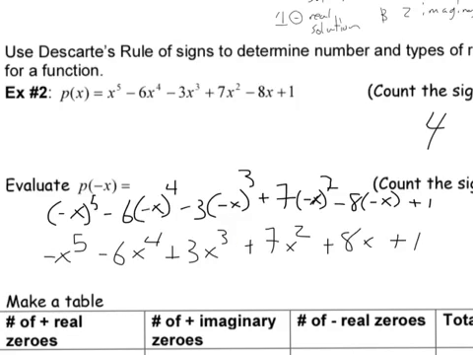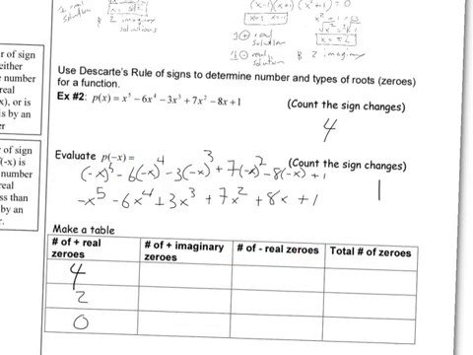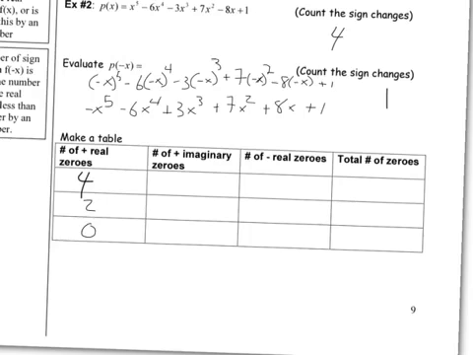Okay, now we count the number of sign changes. Doesn't change, does change, there's 1, negative, positive. Doesn't change, doesn't change, doesn't change. So, we only have 1 sign change there. This represents, because we plugged in a negative x, the number of negative real zeros. So we go over here, and we just say, hey, there's 1 negative real zero.